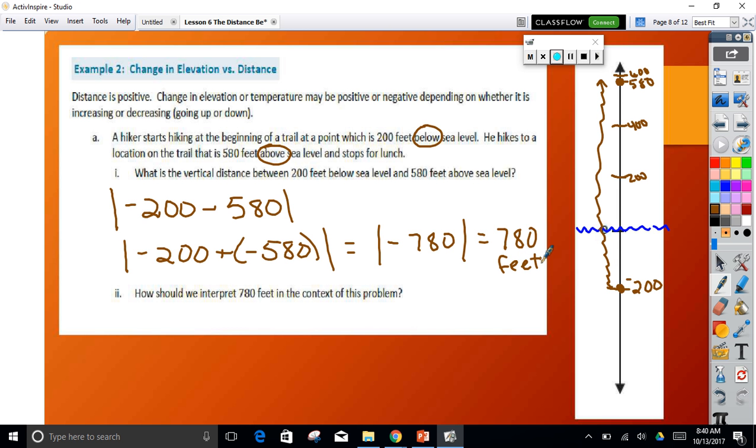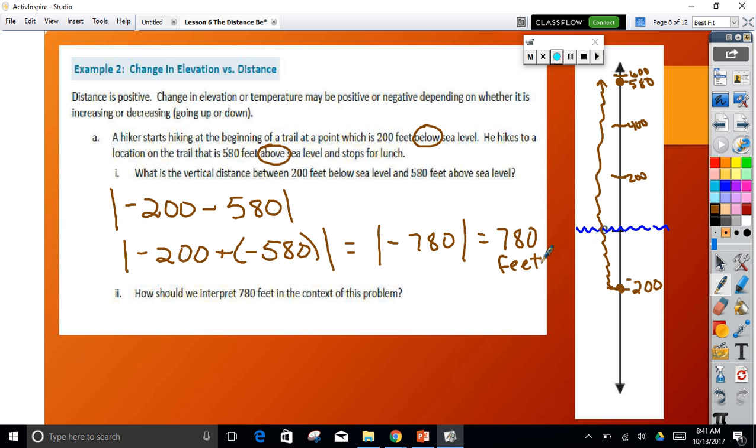Okay, then it says, how should we interpret 780 feet in the context of this problem? Does anybody want to take a stab at that? That's already kind of an obvious answer. It's not, but you have to know what they're asking. Anyone want to try that? How should we interpret 780 feet in the context of this problem? What's the 780 telling us?